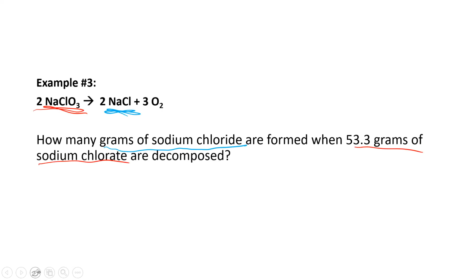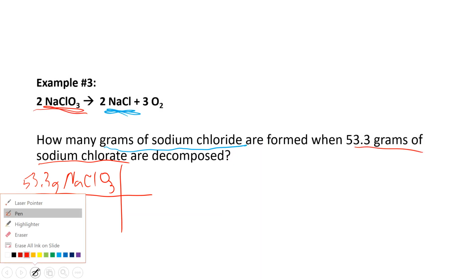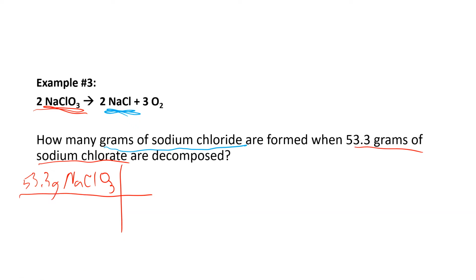So let's start with our given. We are given, not yellow, but red. We are given the 53.3 grams of NaClO3. And we need to turn that into, we are headed toward, not that one, not what I wanted. All right. Escape that, I guess. That worked. All right. We are headed toward grams of sodium chloride. NaCl is what we want.